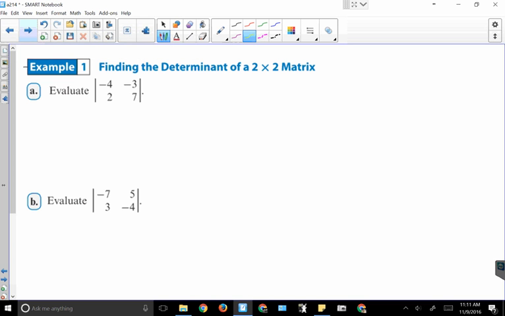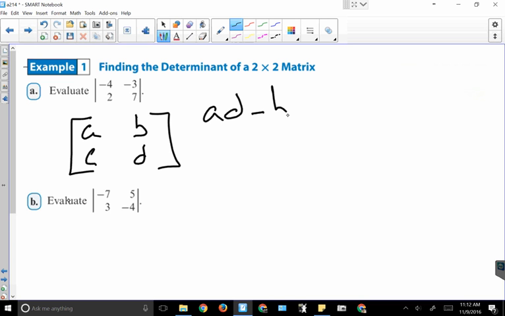Here we go. I want to find the determinant of that. So what I want to do is remember that we've got this idea that we have the matrix of A, B, C, and D. Okay? And remember, it is going to be AD minus BC, correct? Okay. So if my matrix here is -4, -3, 2.